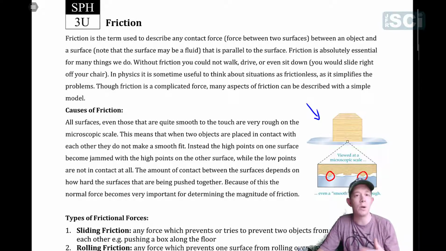If you think about ice versus concrete, or carpet, carpet has a lot more high and low points than a sheet of ice. And that's why objects seem to slide a lot easier on a sheet of ice versus across your carpet, because there are fewer high points on a sheet of ice than there are on your carpet.